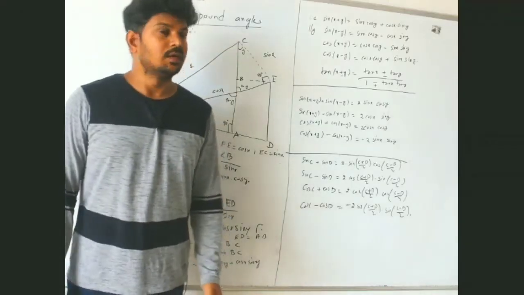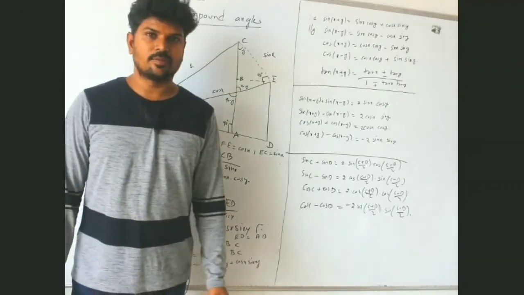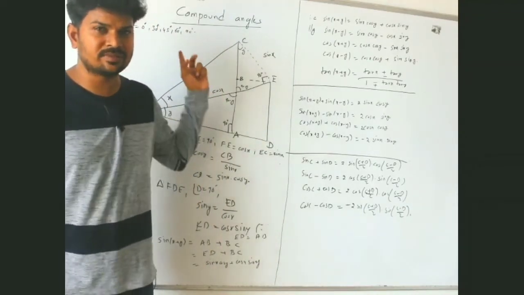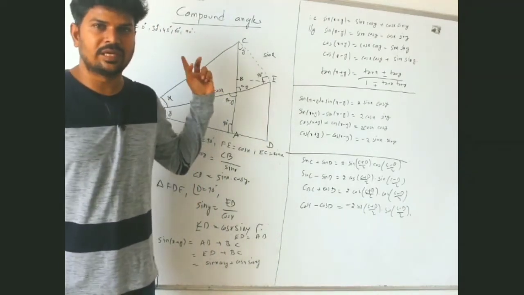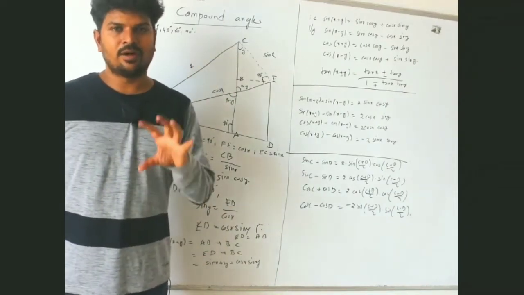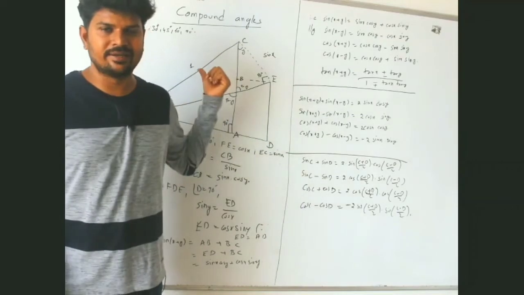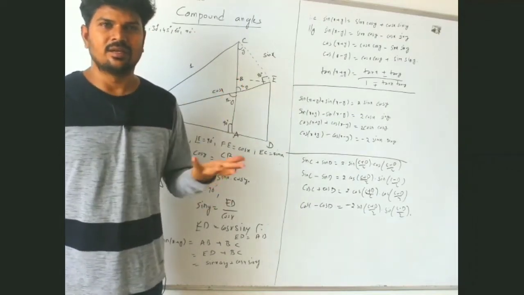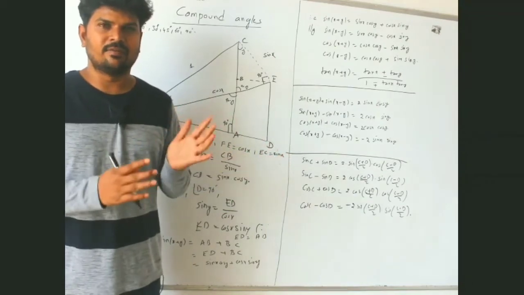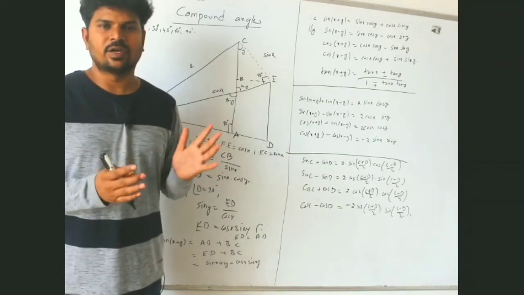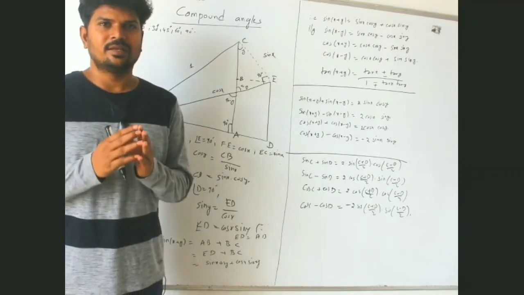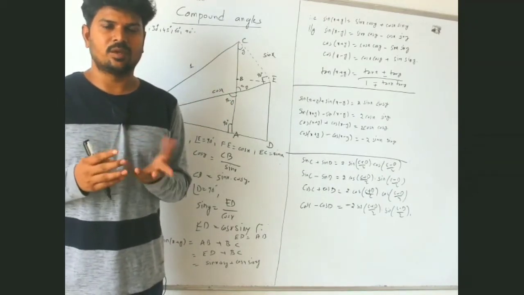Hi, let's discuss this compound angles topic. What is a compound angle? If you want trigonometric functions for some standard values, that is 0, 30, 45, 60, 90, we have them. But if you want angles other than these standard angles, like 22.5 degrees or 47.5 degrees, whatever values in between, we require the concept of compound angles. Compound is nothing but a combination of two or more angles.